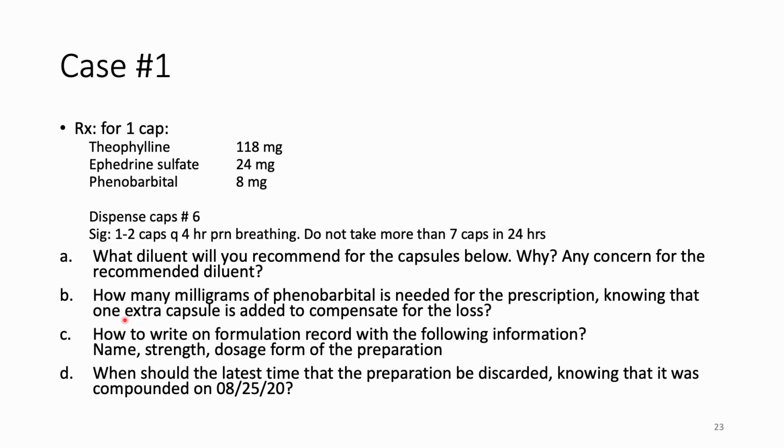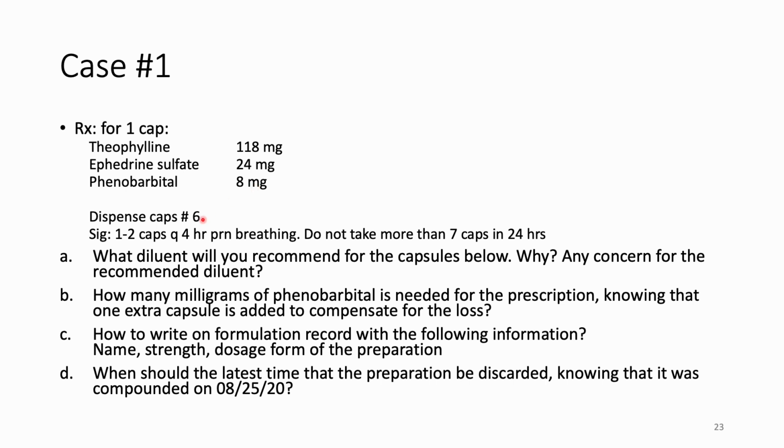The next question: how many milligrams of phenobarbital are needed for the prescription, knowing that 1 extra capsule is added to compensate for the loss? So you need to look at the amount and decide whether this is the formula for only 1 capsule or for 6 capsules. And then after that, you calculate the amount of phenobarbital needed for the prescription.